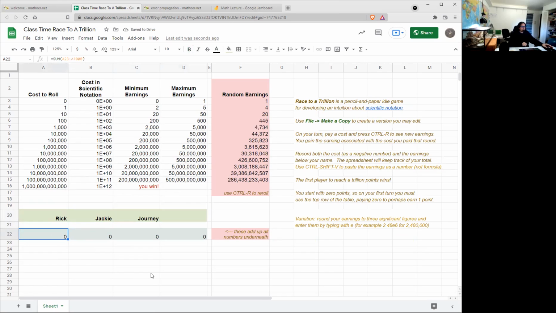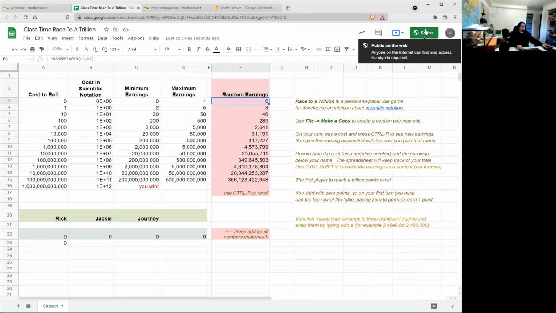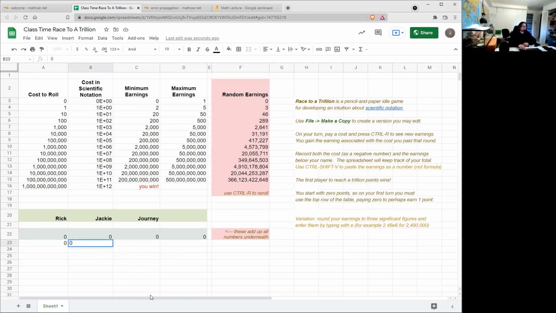Okay, so on your turn, we have columns that are going to add up numbers. If you don't spend any points, that's fine. You will get either 0 or 1 point. So I'm going to say on Rick's first turn, he's spending 0. And then this randomizes and he gets 0 points. He is still at 0. Makes sense? If you want to actually pick editing on this, it should be open to you because it's in our class folder. Jackie got 0, Journey got, oh, she gets 1, so she is at 1 point.